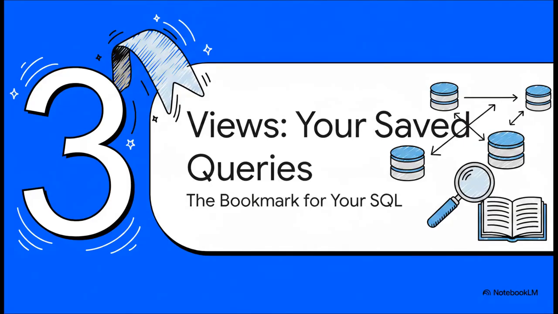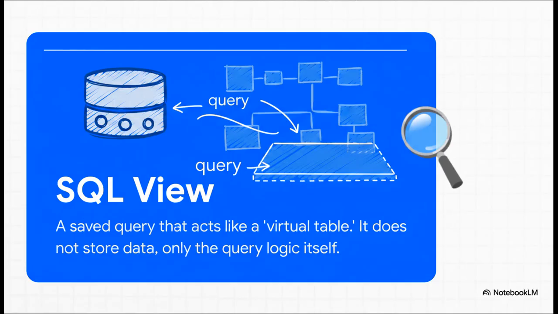All right, so we've got a handle on conditional logic. Now, let's switch gears to our second secret weapon, and this one is all about making our lives simpler. It's called a view. And honestly, the best way to think about a view is like a bookmark for your favorite SQL query. So what is a view, exactly? It's a saved query that the database gives a name to. Then you can use that name just like it's a regular table.